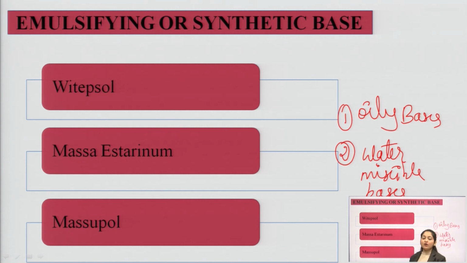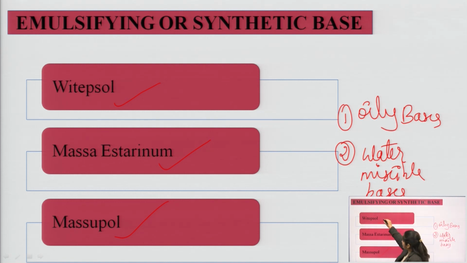Now, depending upon what kind of medicament you are incorporating into the dosage form, the choice of base will definitely vary. The emulsifying base or synthetic base is of majorly 3 types, named Witepsol, Massa Estarinum and Massupol. These are 3 important types of bases that are classified under emulsifying bases or synthetic bases.